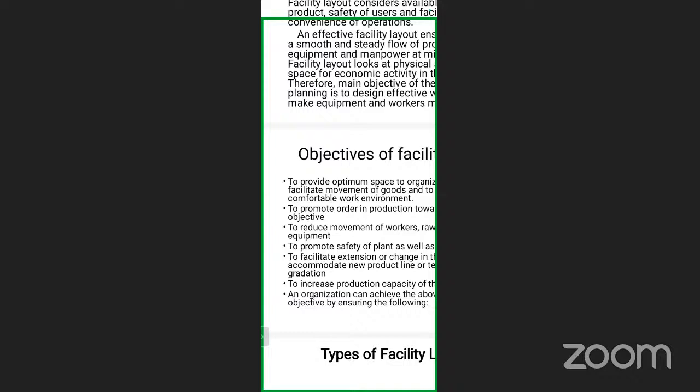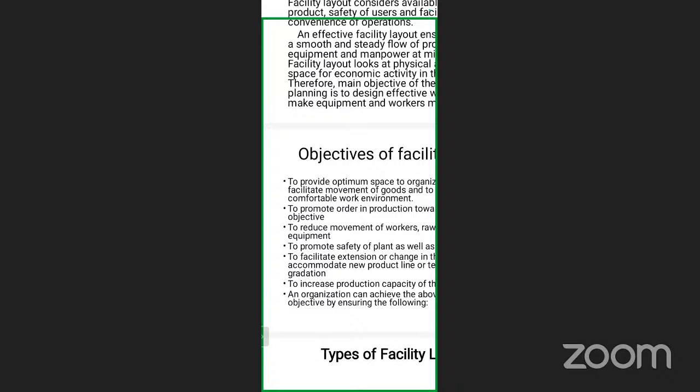To promote order in production towards a single objective. If you have an organization, if you have a factory, your objective will be single-minded. Suppose we are producing a pen, our objective will be single. Yes, we will produce pens, and will not divert to any kind of other product. If your attention is diverted, then you will not do anything.